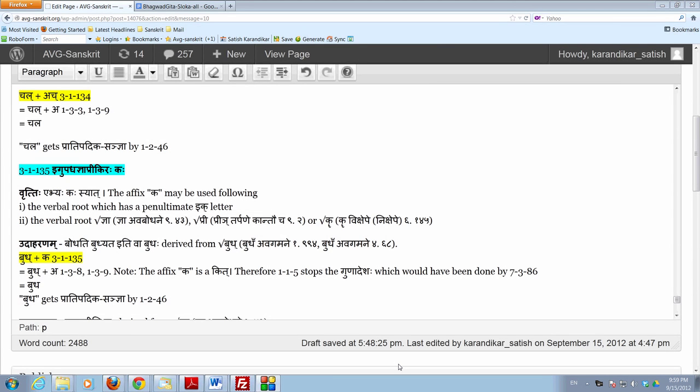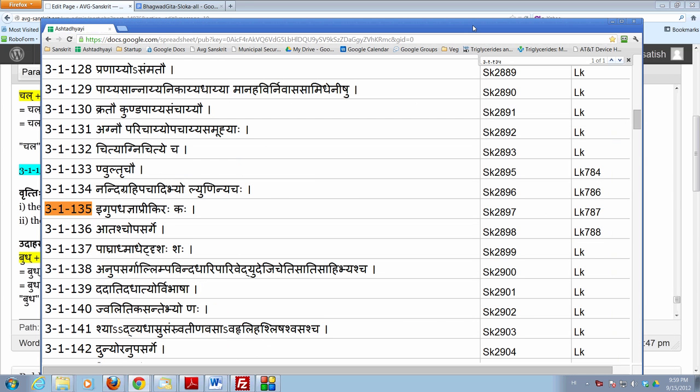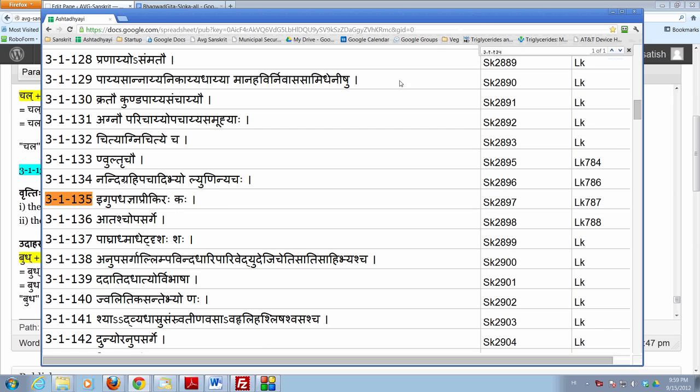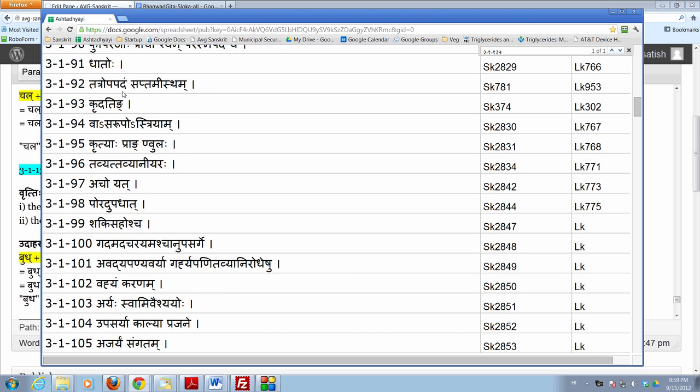Let us now look at the next sutram in the Ashtadhyayi order, which is Igupadha Nya Pri Kiraha Kaha. It's a much simpler sutram compared to what we just looked at. The prior one was Nandigrahipachadibhyo Liu Ninyachaha. So this sutram also comes in the adhikara of dhatoho, of course, which starts from 3.1.91.